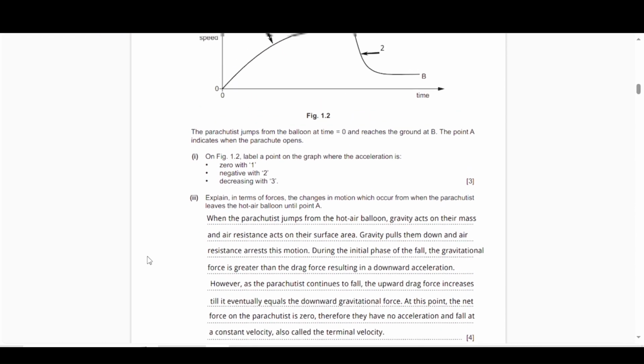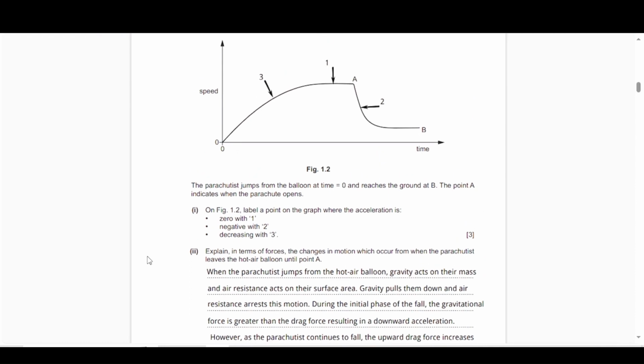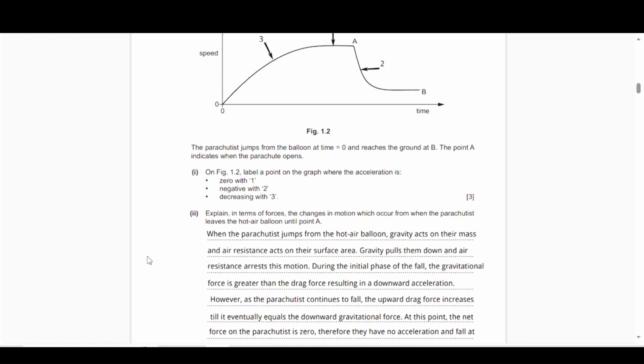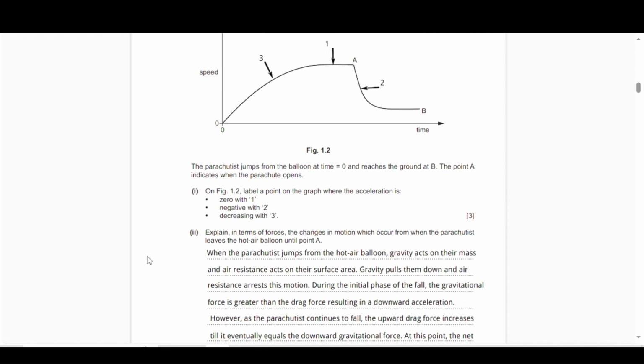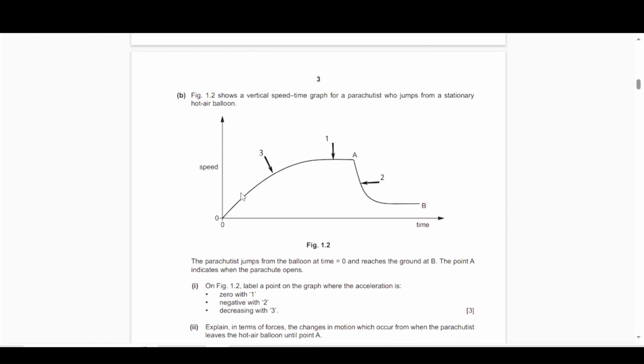When the parachutist jumps from the hot air balloon, gravity acts on their mass and air resistance acts on their surface area, which is true. Gravity pulls them down and air resistance arrests this motion. Essentially it's pushing them up, opposing the direction of motion. During the initial phase of the fall, the gravitational force is greater than the drag force, resulting in a downward acceleration, which is this region here.